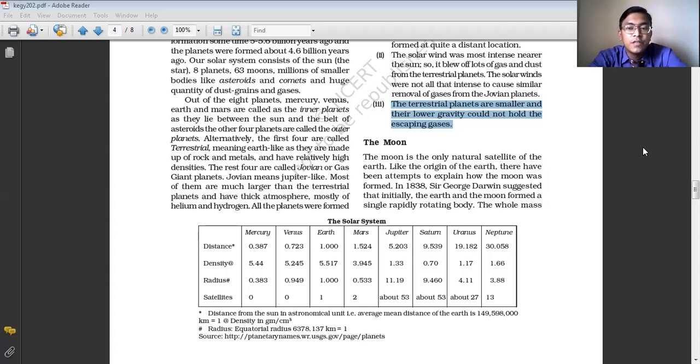Now we are going to discuss our own moon, the satellite of Earth, and how it has been formed. See, the moon is the only natural satellite of the Earth.